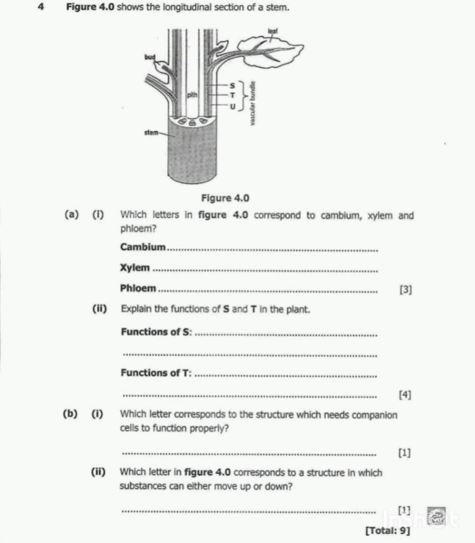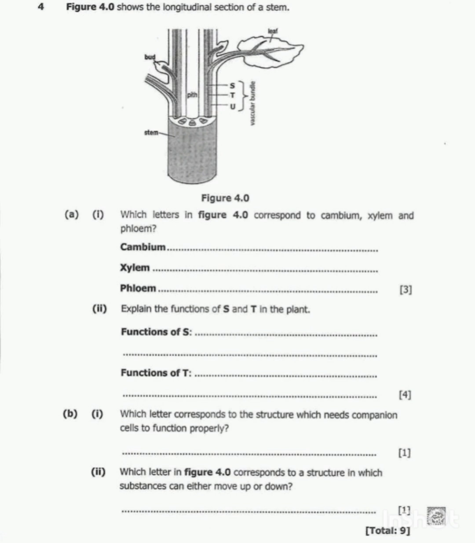Then let's look at B, Roman numeral 1. It is saying which letter corresponds to the structure which needs companion cells to function properly. So the structure is the phloem. In this case, don't say phloem, but just mention the letter representing the phloem. So the answer is letter U.